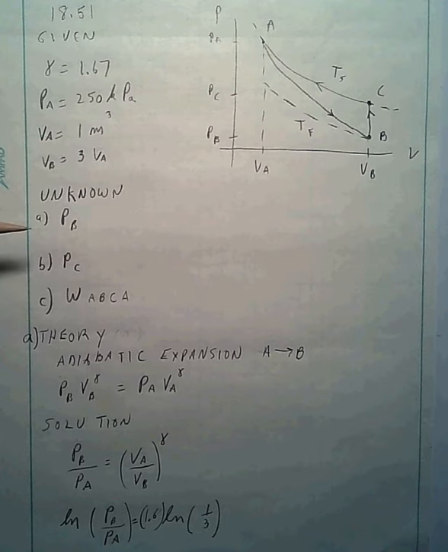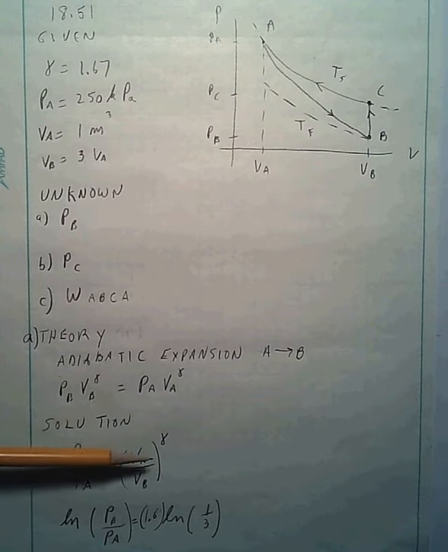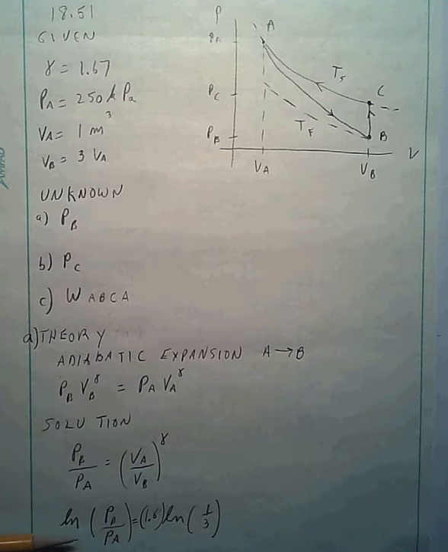To find the pressure at B, we use the equations for the adiabatic expansion from A to B. For that, the relationship is that the pressure times the volume to the gamma power is constant. So we have this expression in which we have to solve for the pressure at B, given the pressure at A and the ratio of the volumes. We can simply write the expression this way, take the natural log of both sides, and then plug in gamma and the ratio of the volumes.